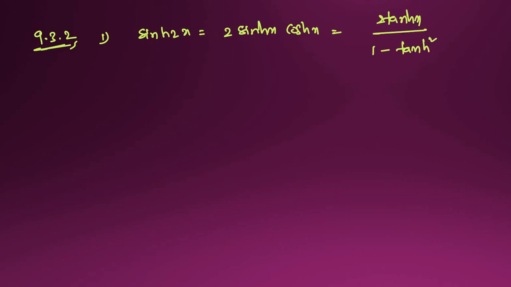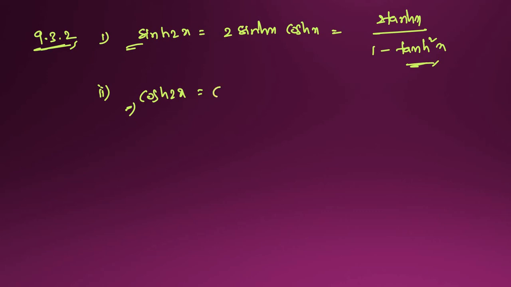So the first formula is given: sinh 2x is equal to 2 sinh x cosh x, and it is also equal to 2 tanh x divided by 1 minus tanh square x. So this one we get, and in this, the second one given here is cosh 2x. These two things are very important, so we have to use them in our coming exercise 9A.